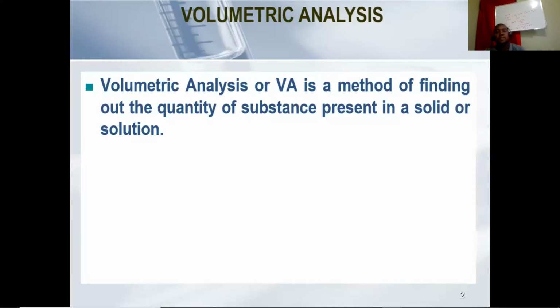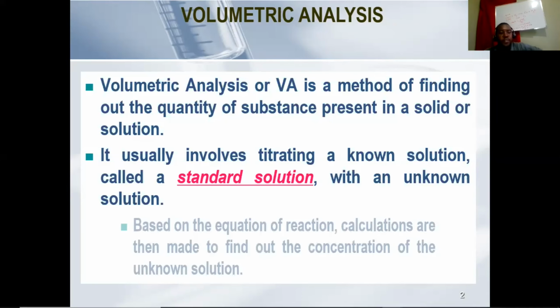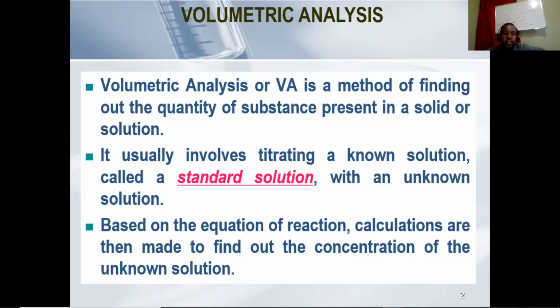So volumetric analysis is a method of finding out the quantity of a substance present in a solid or a solution. It usually involves titrating a known solution, known as a standard solution, with an unknown solution. So for one, we have to know the concentration, and the other one is unknown. Based on the equation of reaction, calculations are then made to find out the concentration of the unknown solution, just like the calculations that we have done before.